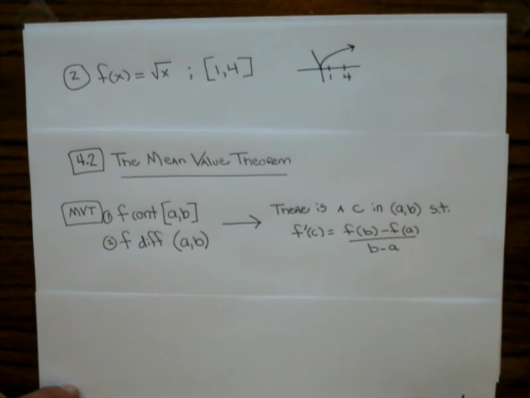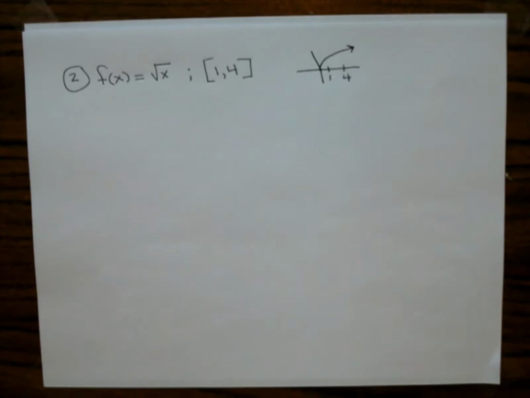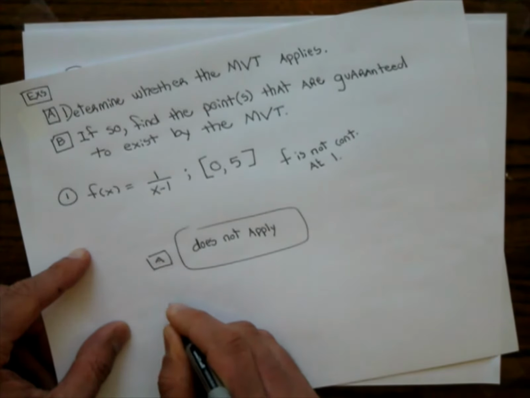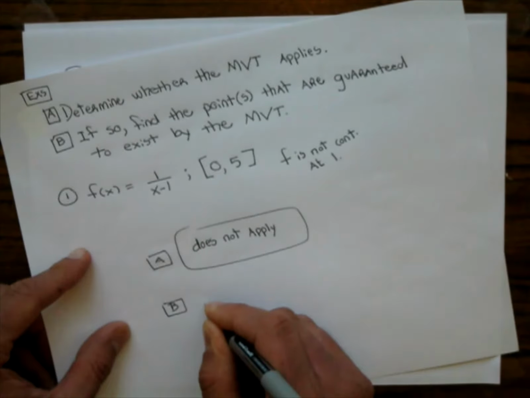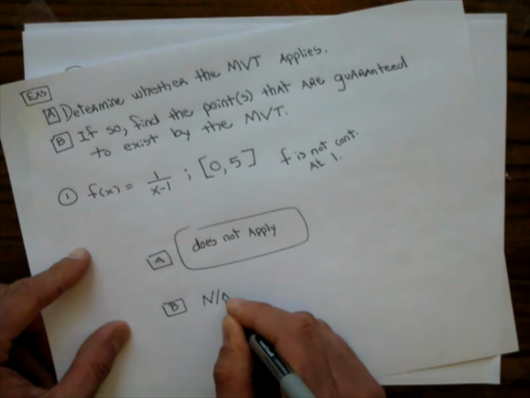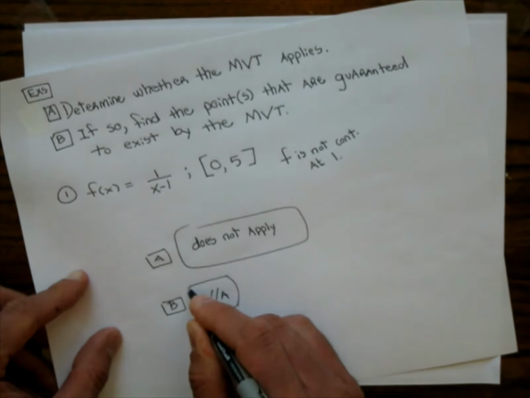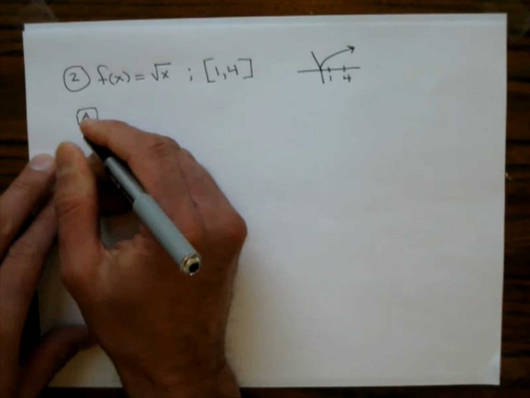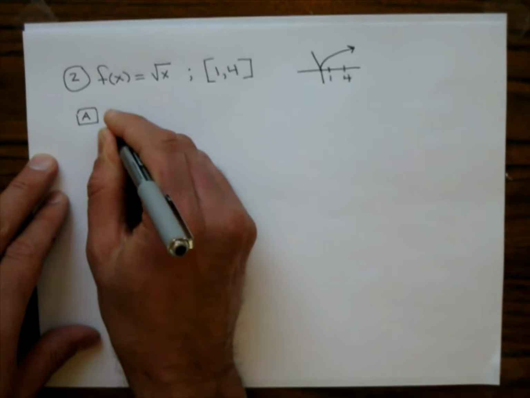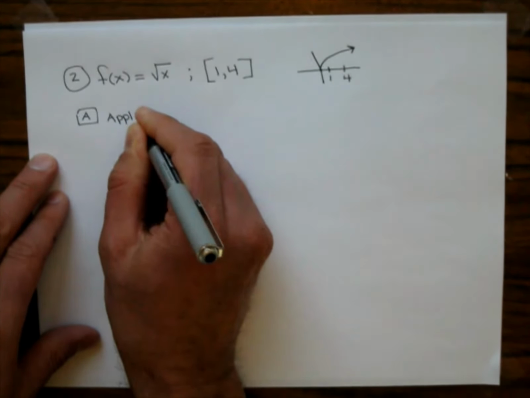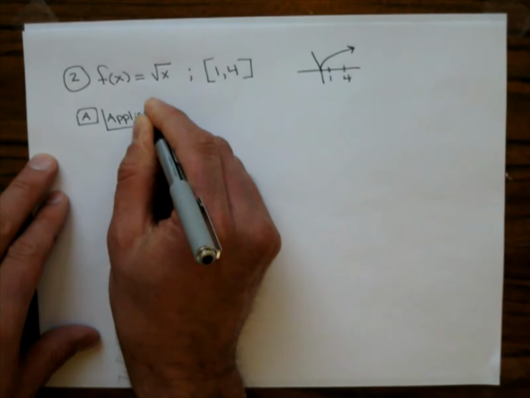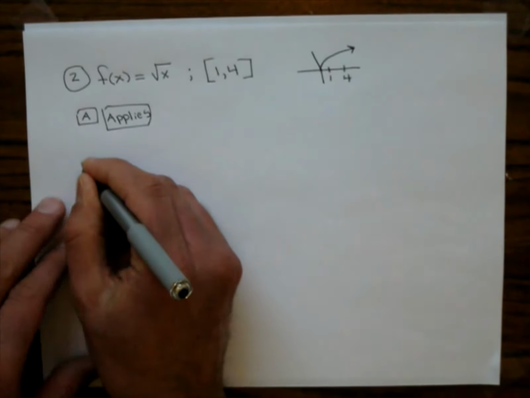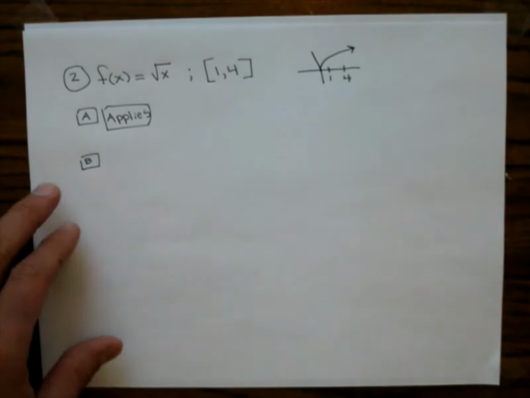So for the answer on the previous problem, I should have said part A does not apply, part B not applicable. Okay? So on this one, part A, the mean value theorem does apply. So we'll say applies, whatever that means. Almost looks like apples. Okay, part B. So what did part B ask us to do?